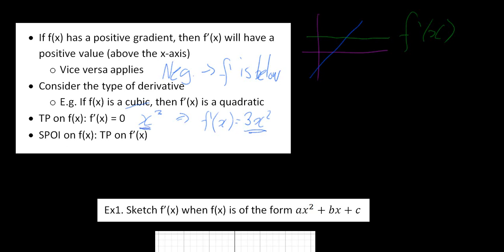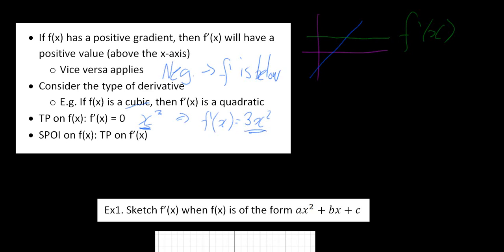You can apply this to functions other than polynomials. When we work with trig functions, you'll find that if you have a sine function and you want to find a derivative function, the derivative should look like a cosine function. They do look very similar to each other, but it gives you some hints on how you can draw the derivative.